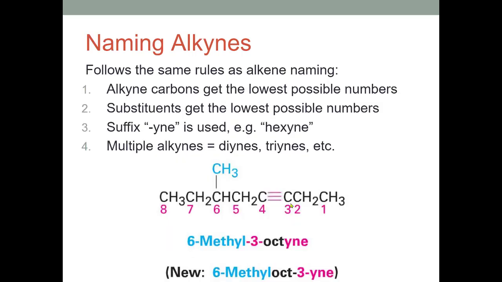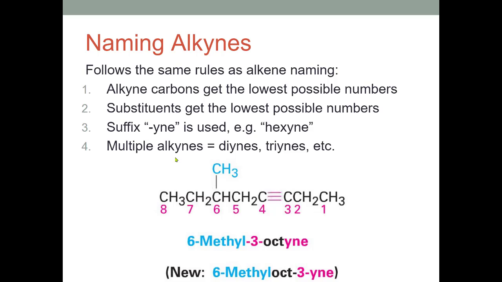Before we can get into all of the meat of this material, we have to talk about naming alkynes. This follows the same rules as alkene naming, in that the alkyne gets priority over other functional groups that might be present. So we give those the lowest possible numbers. Substituents then get the lowest possible numbers after that. We use the suffix of "-yne", Y-N-E, instead of E-N-E, or A-N-E, as we've seen before. And so a 6-carbon alkyne would be called a hexyne.